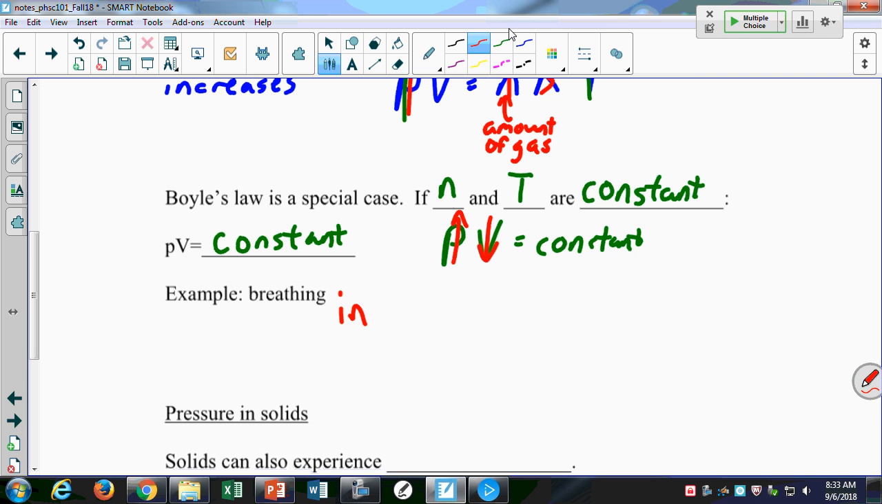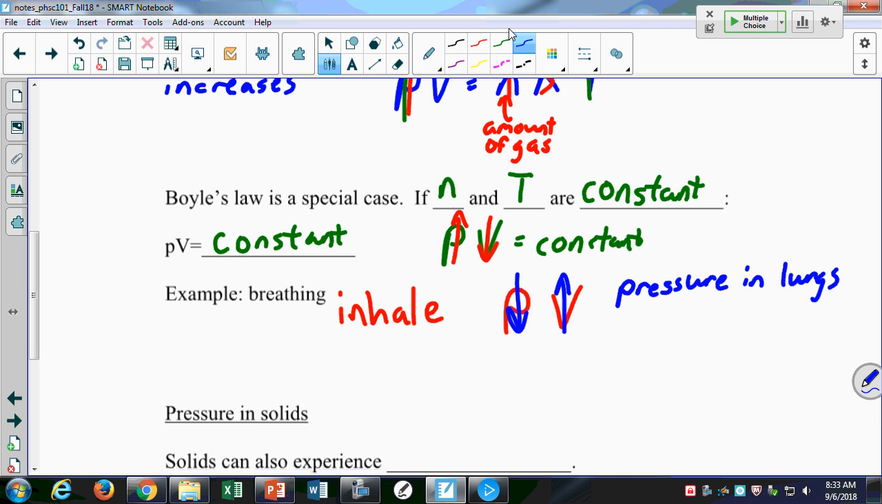When you inhale, PV, remember, it's constant. When I inhale, does my chest cavity get bigger or smaller? Oh, it gets bigger. So V goes up. That means P goes down. The pressure in your lungs decreases.